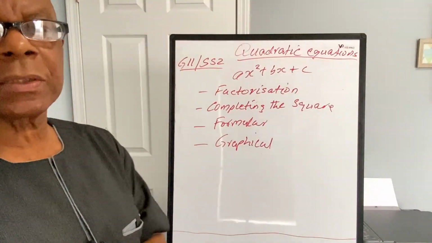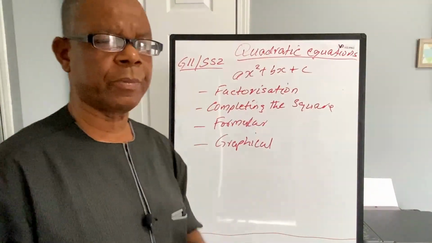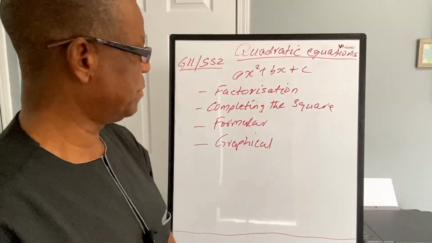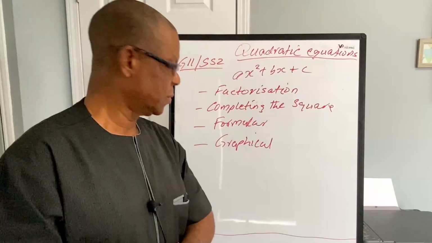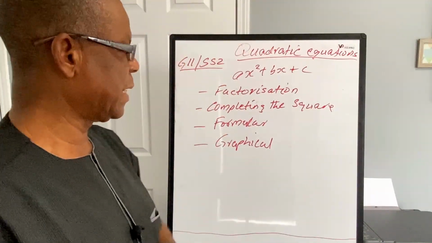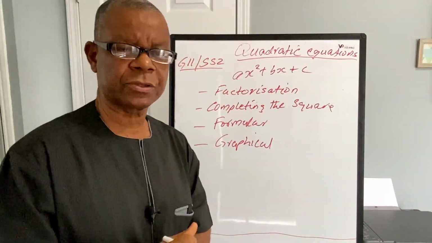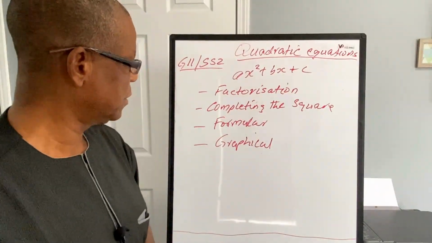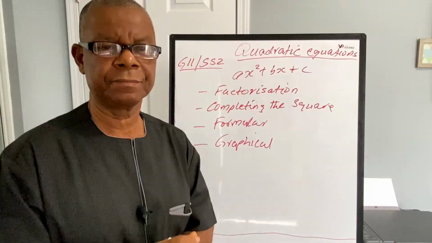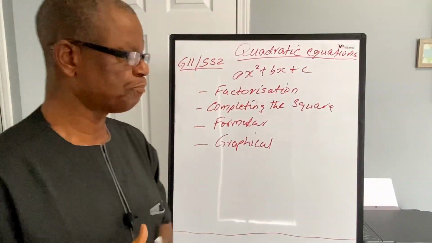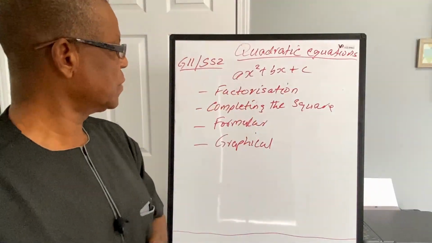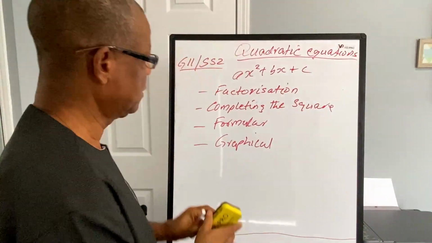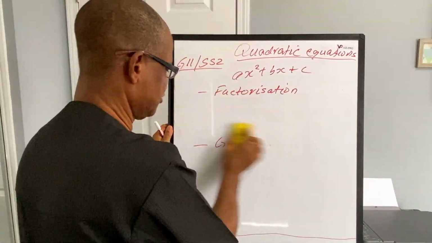Not all quadratic equations are factorizable. Some of the quadratic equations are not factorizable. When you meet such a situation, you apply any of the other methods, such as completing the square method, or formula method, or graphical, to solve such a problem. Let us start with the factorization method.